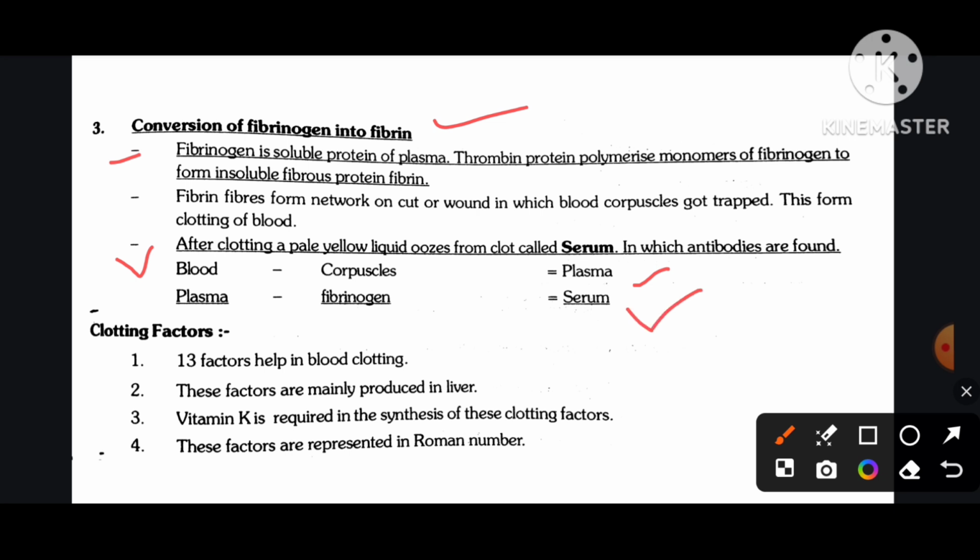Clotting factors. 13 clotting factors help in blood clotting. These factors are mainly produced in the liver. Vitamin K is required in the synthesis of these clotting factors. These factors are represented in Roman numerals.